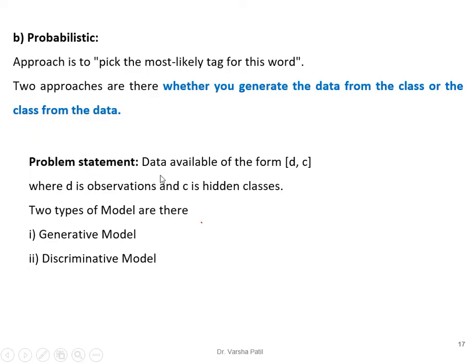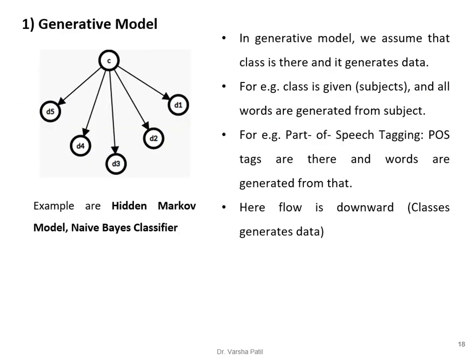Problem statement: data available is of the form D and C. Here C is for class and D is your data, where D is the observation and C is your hidden classes. Two types of model are there, generative model and discriminative model. The examples of generative models are the hidden Markov model and the naive Bayes classifier. When part of speech tagging is done by the hidden Markov model, we are using the combination of naive Bayes as well as the Markov property. These are nothing but generative models.